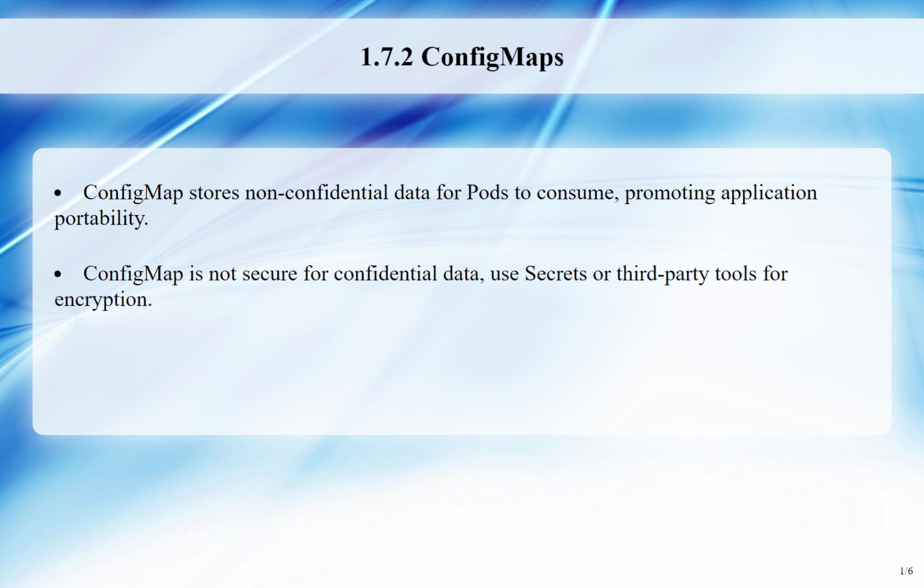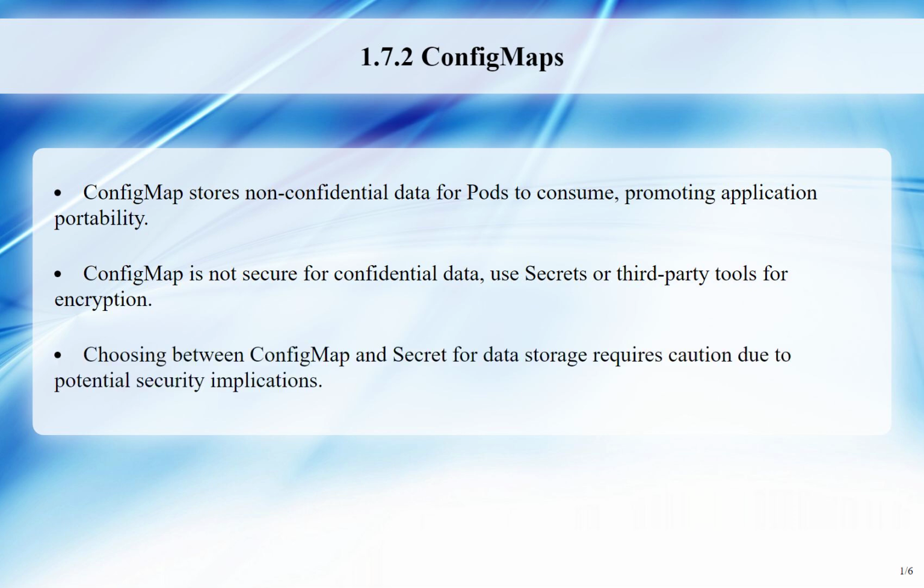However, ConfigMap does not offer secrecy or encryption, so confidential data should be stored in a Secret instead. Additional third-party tools can also be used to ensure data privacy. It is important to be cautious when deciding between ConfigMap and Secret for data storage.